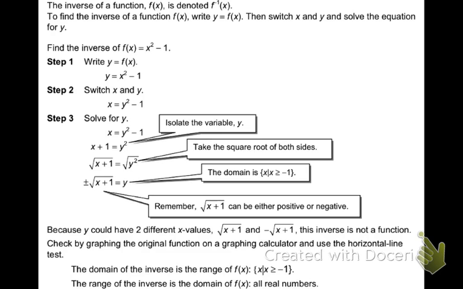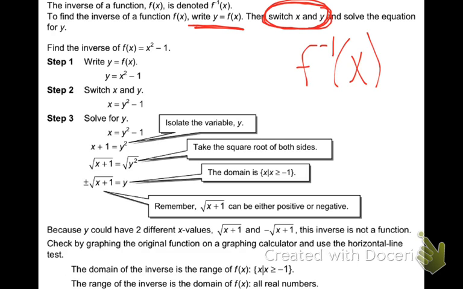The inverse of a function f(x) is denoted by f inverse of x. That means the inverse. To find the inverse of a function f of x, write y equals f of x. Hopefully we all recall that y, or f of x, is just fancy for y. So to find the inverse, you are literally and figuratively going to just switch x and y. So you write y equals f of x, substitute y in, switch y and x, and then solve the equation for y.